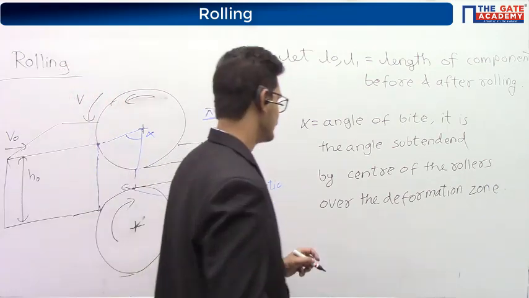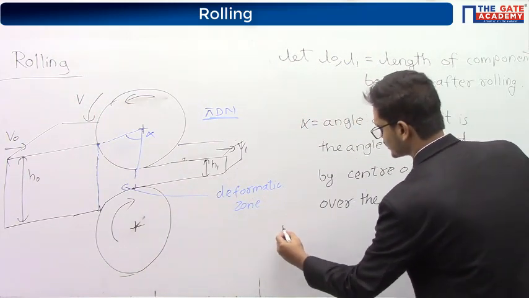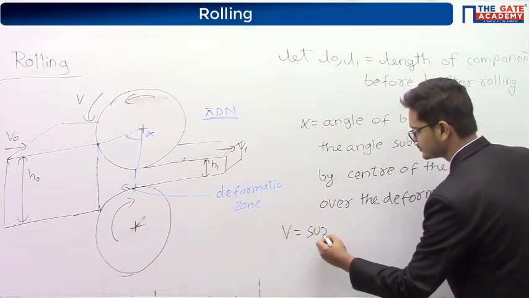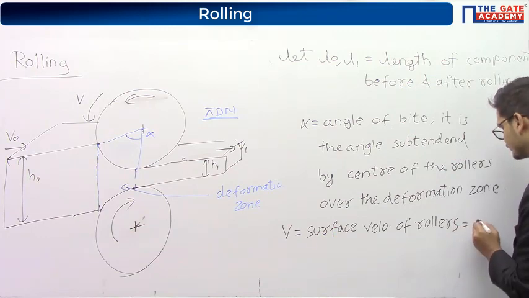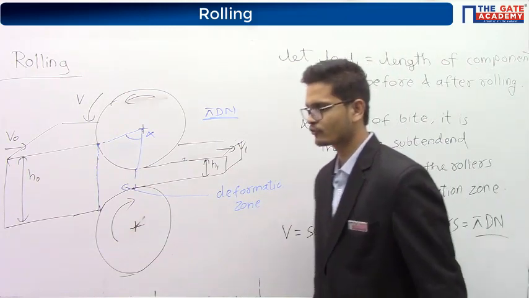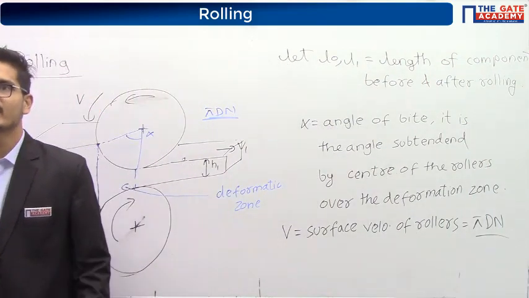V is the surface velocity of the rollers. It is equal to pi D N.